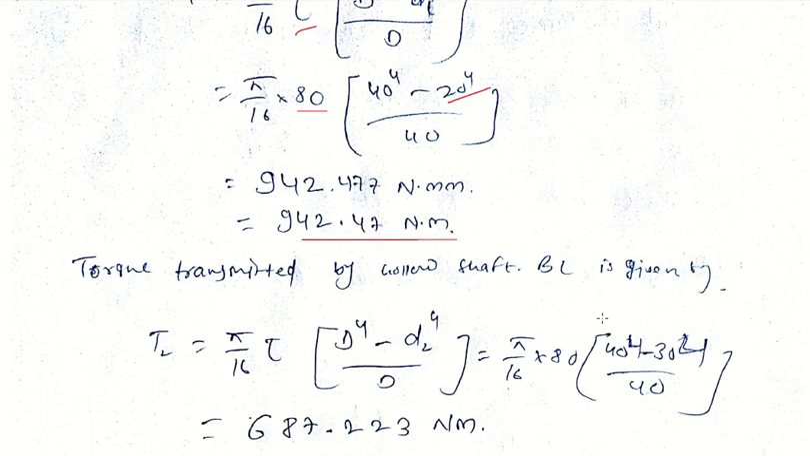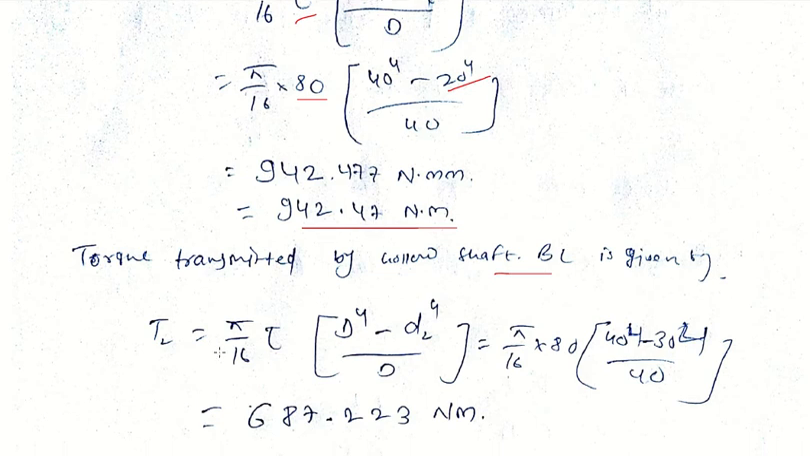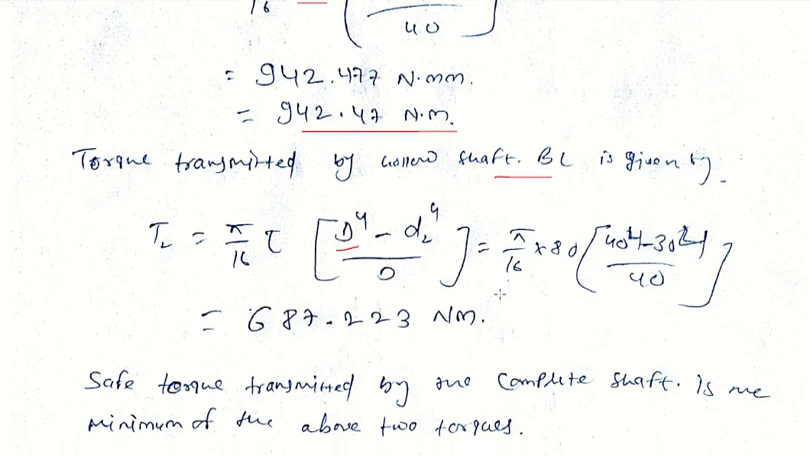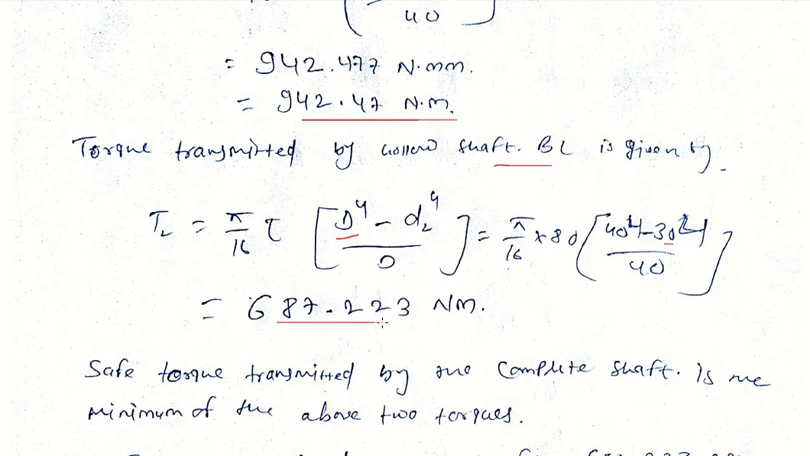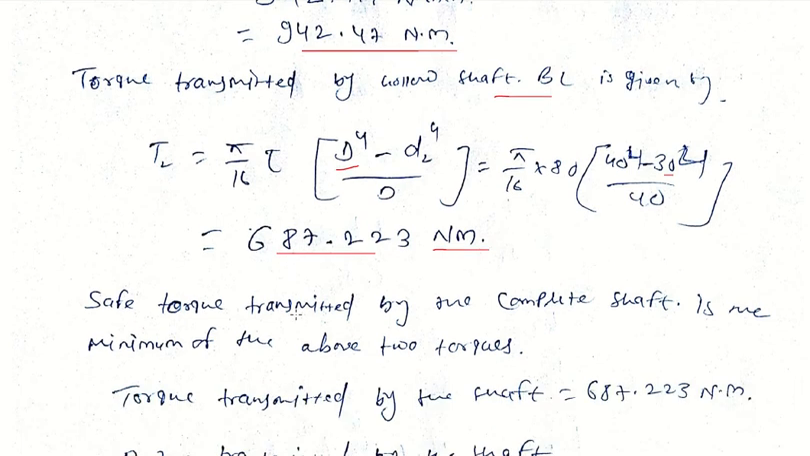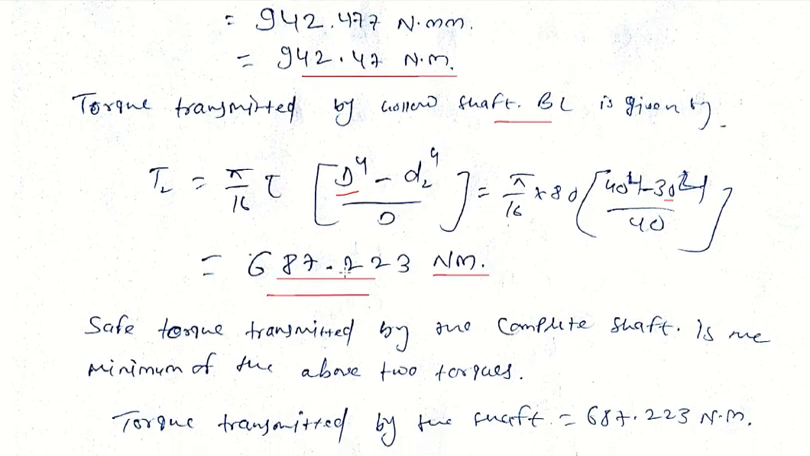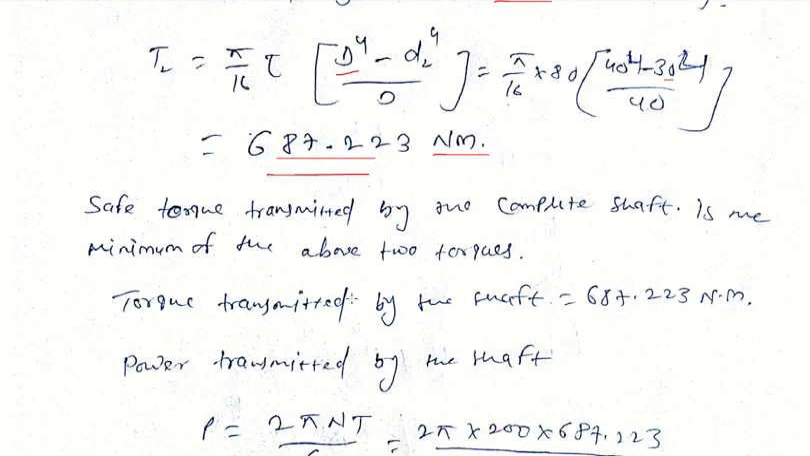Now the torque transmitted by hollow shaft BC. So T2 is pi by 16 tau times d outer to the power 4 minus d2 to the power 4, divided by d outer. Here we put the values: internal diameter is 30 and outer diameter is 40. So it will give 687.223 Newton meter. Now the safe torque transmitted by the whole shaft is 687.223, which is the minimum torque transmitted by the shaft. So the torque transmitted by the shaft is 687.223.